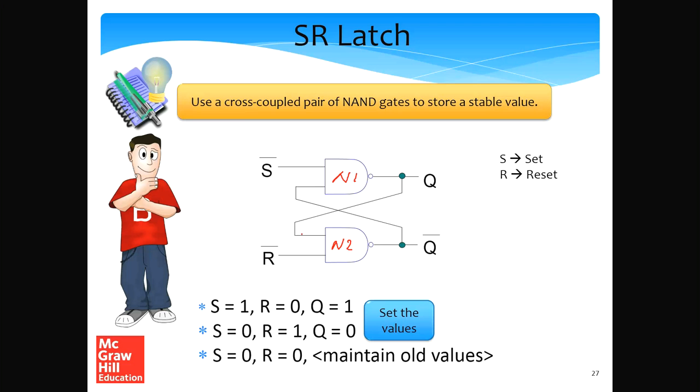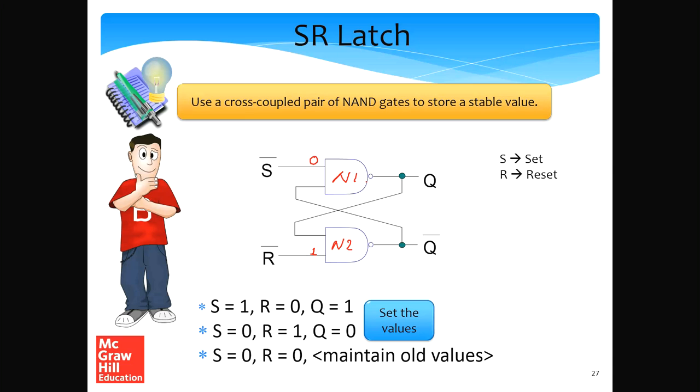The way that it works is something like this. Let us assume that S is equal to 1, so we're trying to set the value of Q to 1. We have R as 0. So what happens? If S is 1, this particular value over here is 0 because it's the complement of S, and since R is 0, the value here is 1.